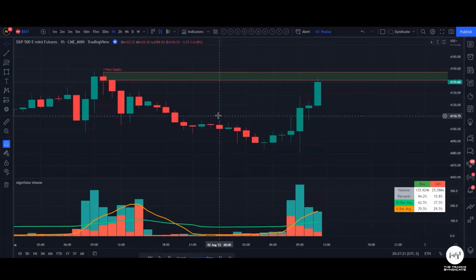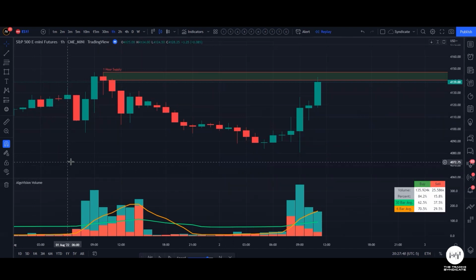Okay, so this next type of confirmation for entering a trade going into a supply or demand zone is going to involve volume analysis. More specifically, we are going to be using the AlgoVision volume indicator to better understand how buyers and sellers are acting when we approach a supply or demand zone.